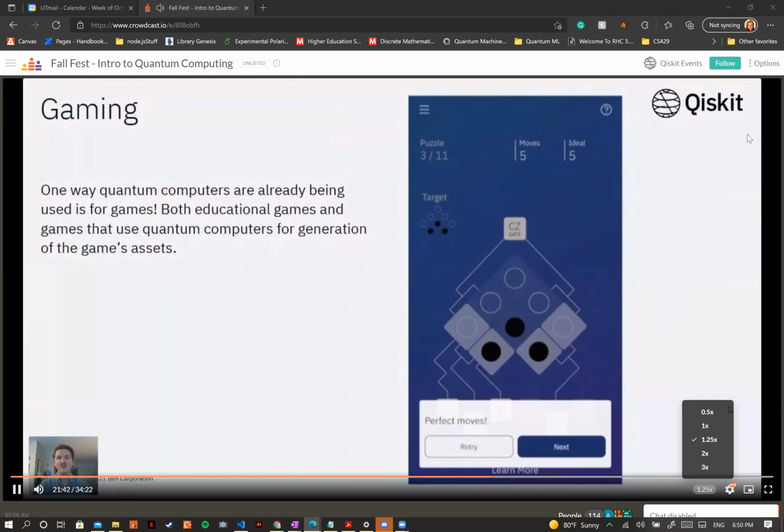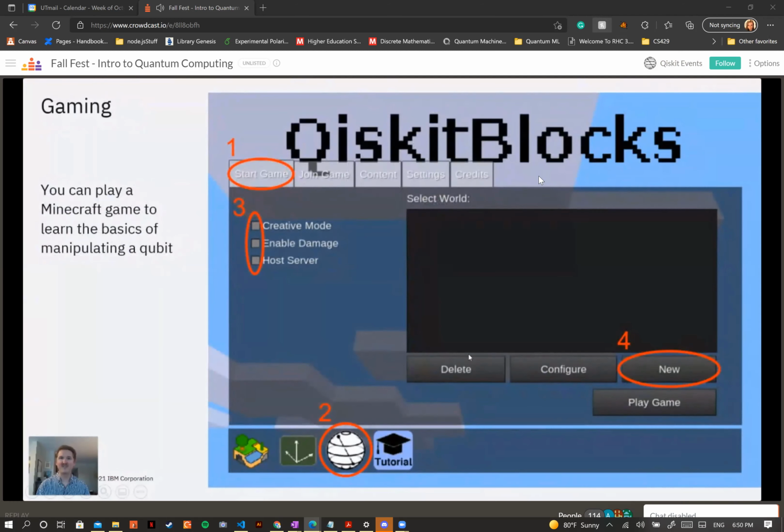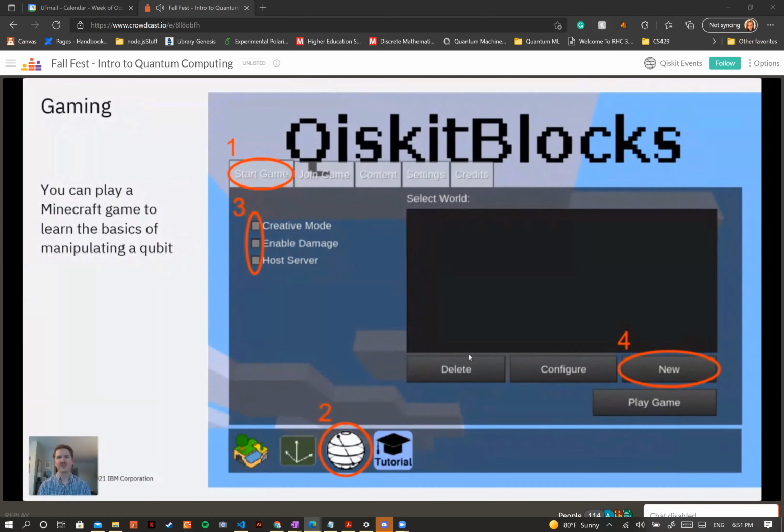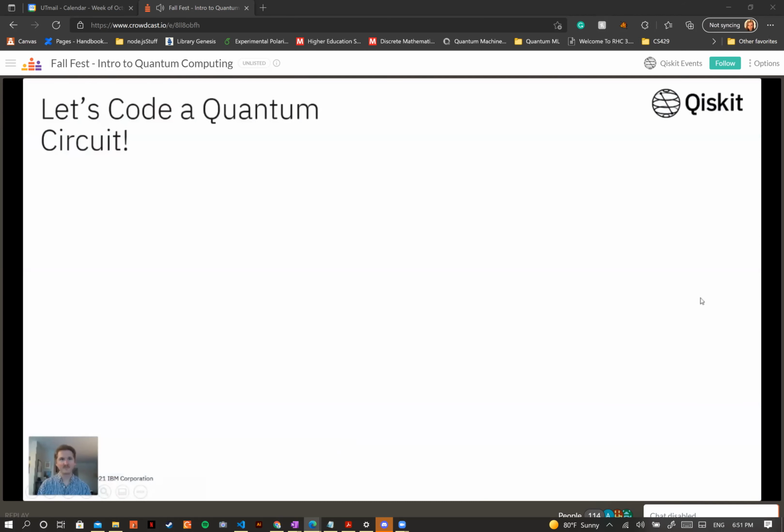We also have something called Qiskit blocks, which is like a Minecraft type of game where you can learn the basics of manipulating a qubit through challenge rooms, kind of like Portal, the challenge rooms, right? So these are games that are using the fundamentals of quantum computing within them, something that you could absolutely think to do during your Fall Fest. You can check out Qiskit blocks or Hello Quantum by Googling either of those.